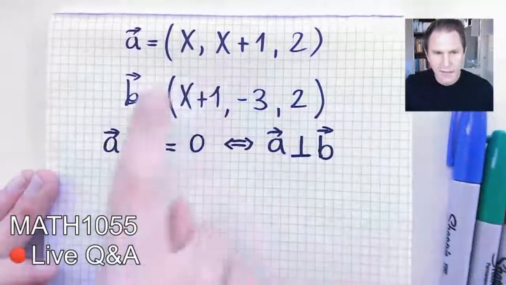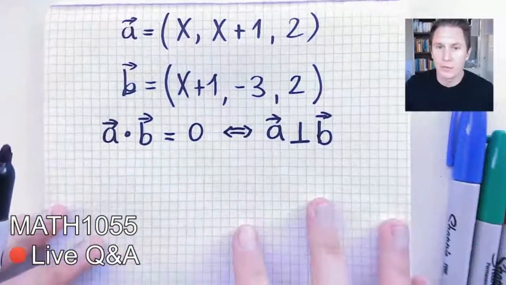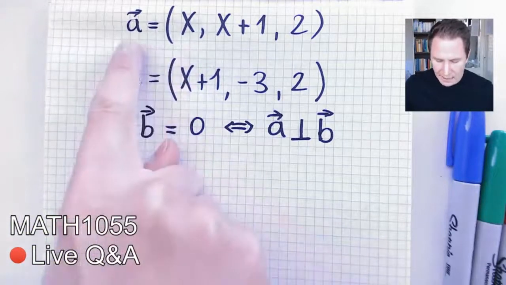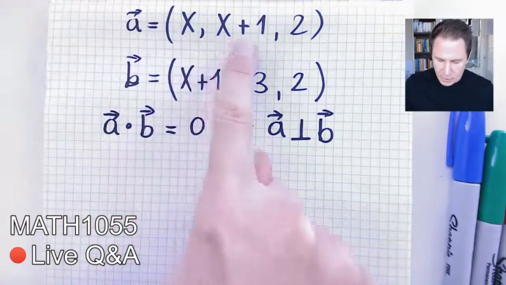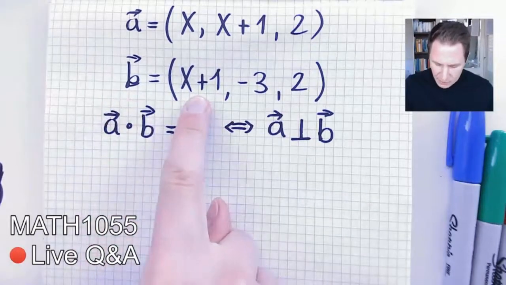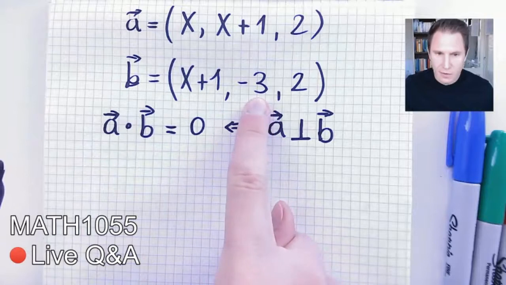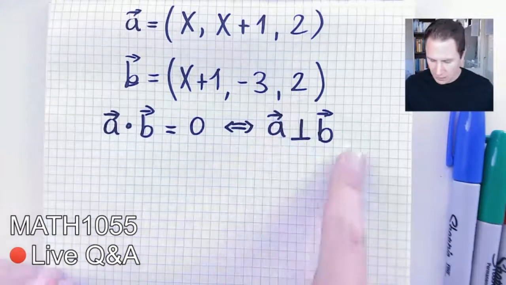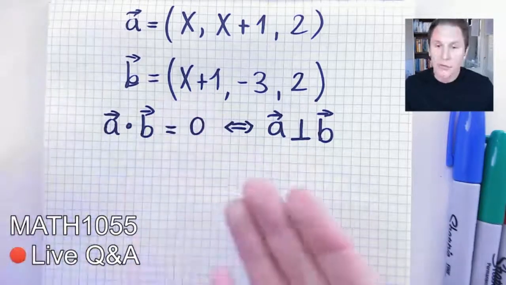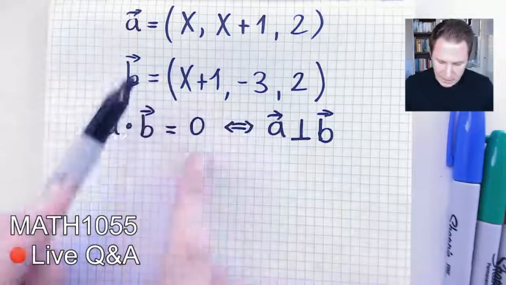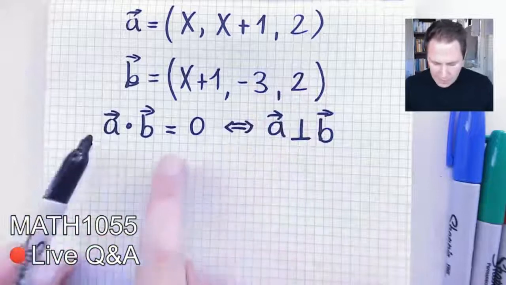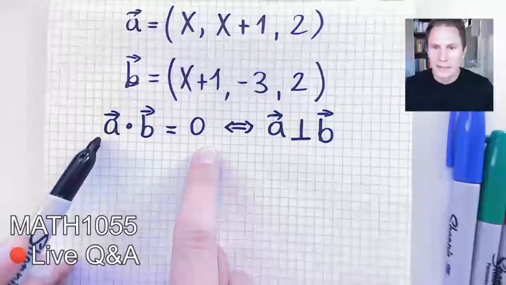So basically, these are the 2 vectors that were given to us, as this linear combination of i hat, j hat, and k hat. So A had the coordinates x, x plus 1, and 2, and B had the coordinates x, x plus 1, minus 3, and plus 2. And basically, we wanted these 2 vectors to be perpendicular to each other, which for these non-zero vectors, and these vectors are definitely non-zero since they have non-zero coordinates, can only happen if the scalar product is 0.